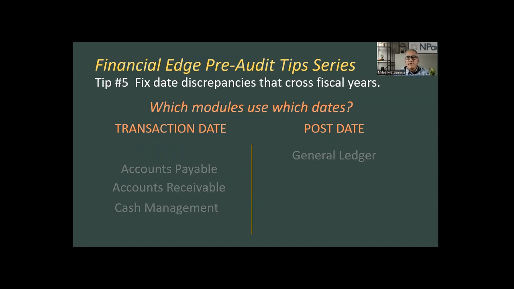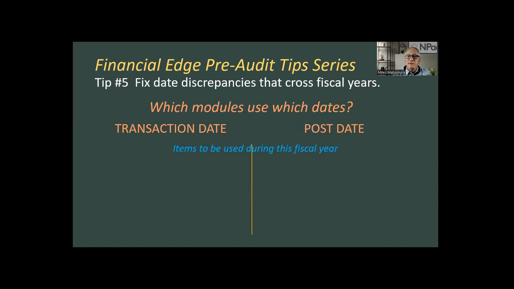Now, here's a scenario. The new fiscal year begins next month. Your staff purchases items now. Half of the items they purchase will be used this month. Half of the items will be used in the new fiscal year. Your AP person records invoice dates in the transactions date field.